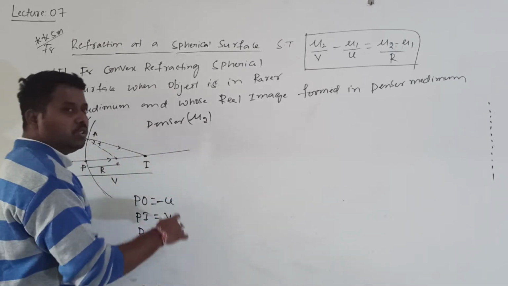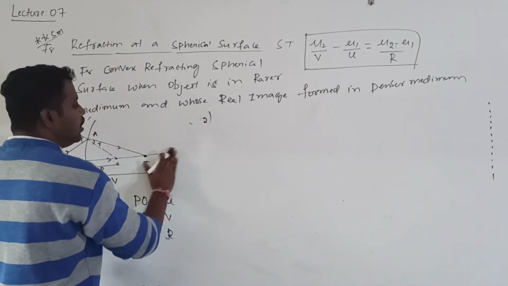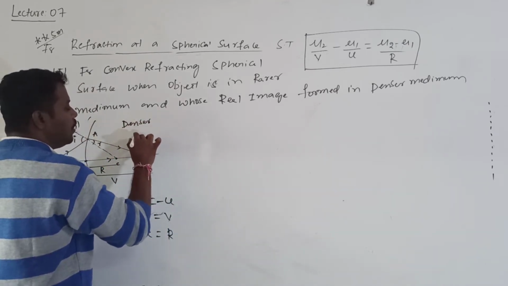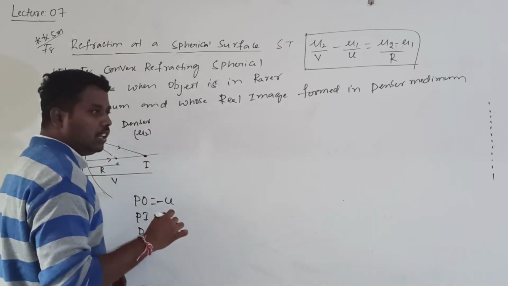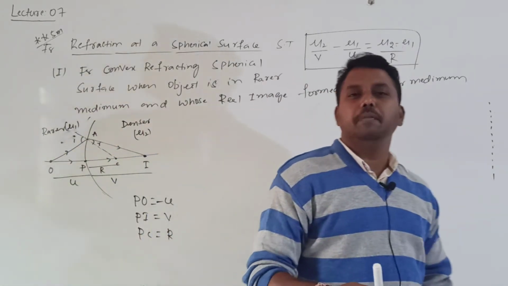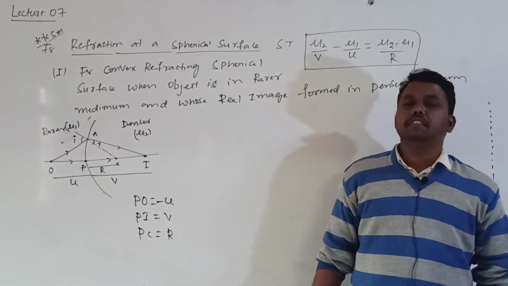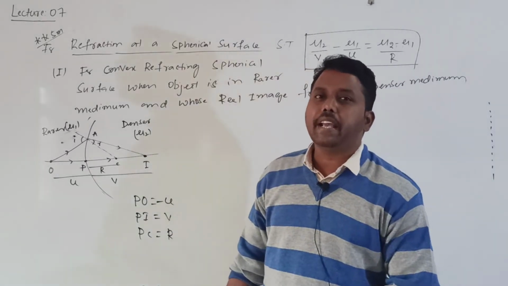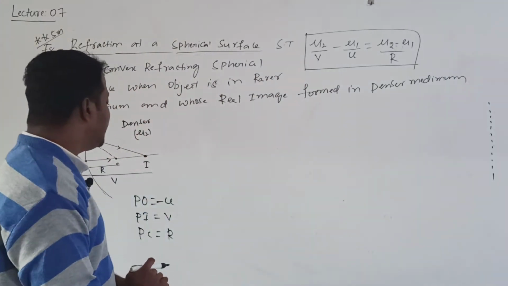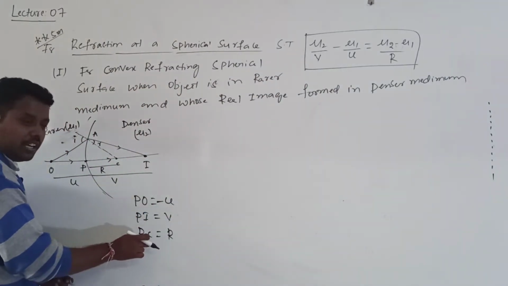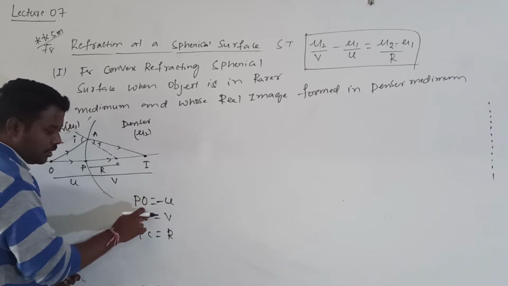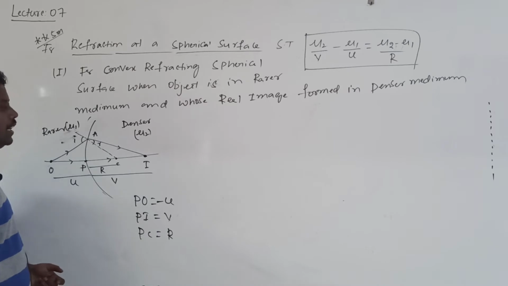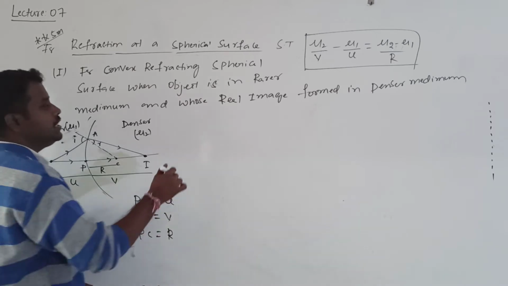So what is the refractive index of the image space? Here we call it the image now. The image is in the denser medium of refractive index mu2. Mu2 is the refractive index of the image space, and mu1 is the refractive index of the object space. This sign convention is understood? PO value is minus u, PI value is plus v, PC value is plus r. Understood now? Now for the derivation part.